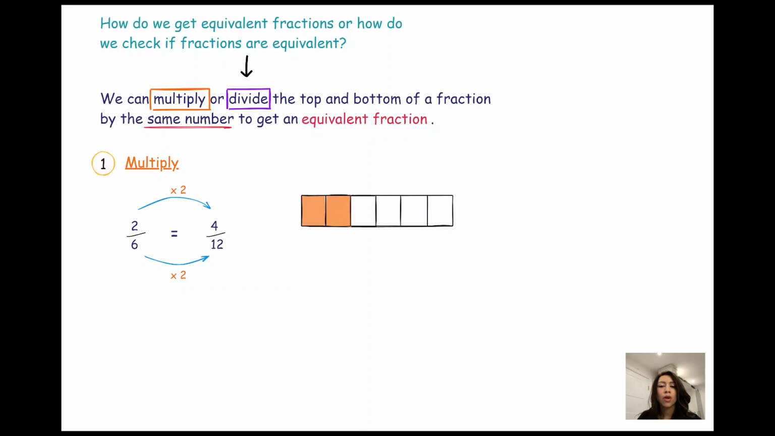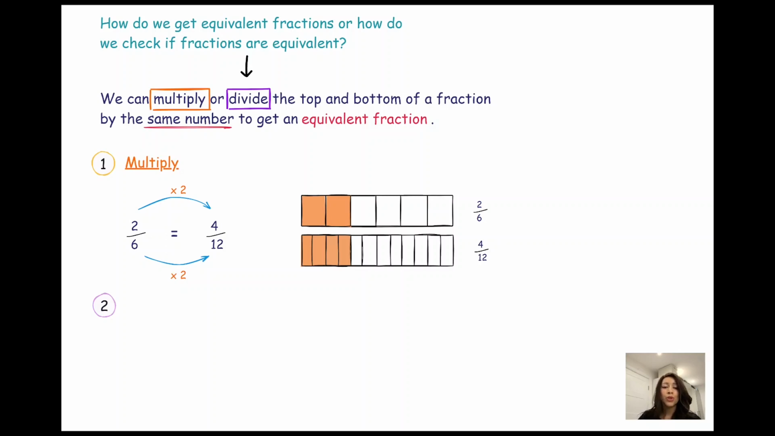And if we look at this bar on the right, which is split into 6, the first 2 pieces are shaded. So that is 2/6. Underneath we have another bar which is split into 12. And I've shaded the first 4 pieces. And we can see that the 4 pieces of the 4/12 is equivalent or the same as 2/6.